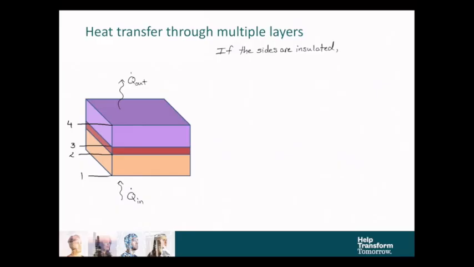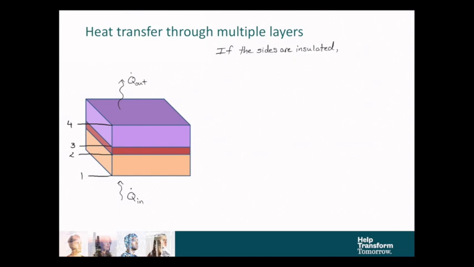Let's consider the case of heat transfer through multiple layers of a slab. So we've got a 3-layer slab here, and I've numbered each of the interfaces 1, 2, 3, and 4. And we'll assume that we have heat flowing in on one end and heat coming out on the other.